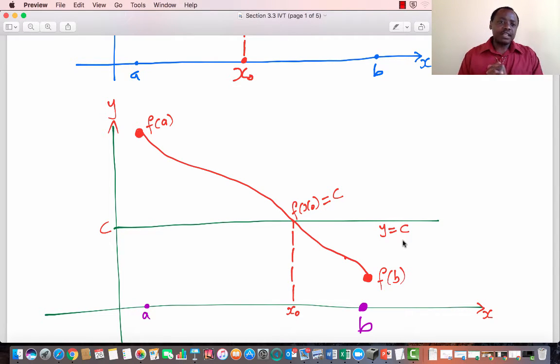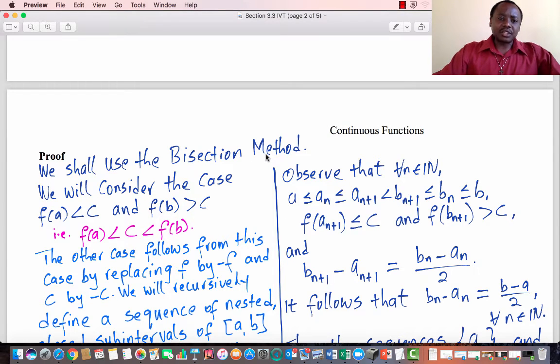the proof of the intermediate value theorem, and we shall use the bisection method. Proof. We shall use the bisection method, and we consider the case f of a less than c and f of b greater than c. In other words, we'll look at the case f of a less than c, which is also less than f of b, and all the inequalities are strict. What about the other case? Well, the other case follows from this by replacing f by negative f and c by negative c.